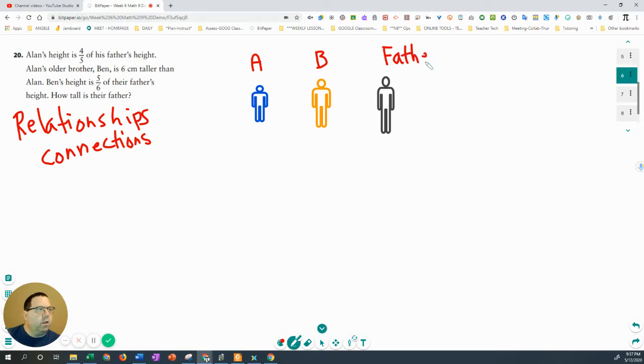All right. So Alan, let's actually translate this. Alan's height is 4/5 of his father. Alan's older brother is 6 centimeters taller. So connecting, let's draw an arrow from Alan to father. He is 4/5 of his father's height.